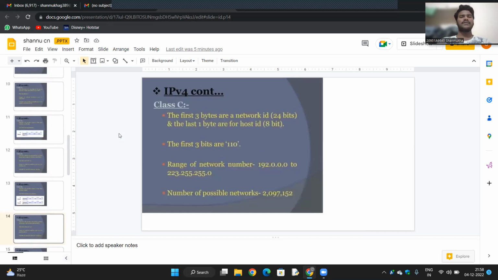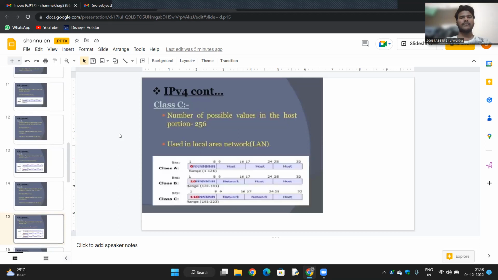In class C, the first three bytes are the network ID, meaning 24 bits, and the last one byte is for the host, that is 8 bits. The first three bits are 110, and the range of the network is 192.0.0.0 to 223.255.255.0. The number of possible networks is 2097152. The number of possible values in the host portion is 256. It is used in the local area network, LAN.